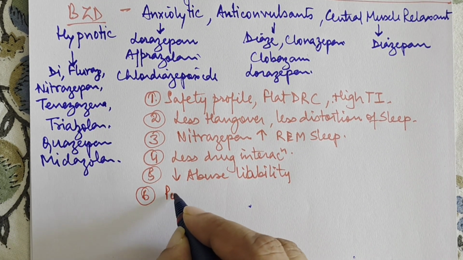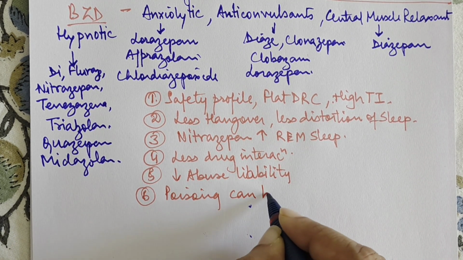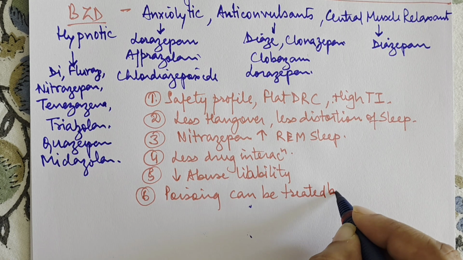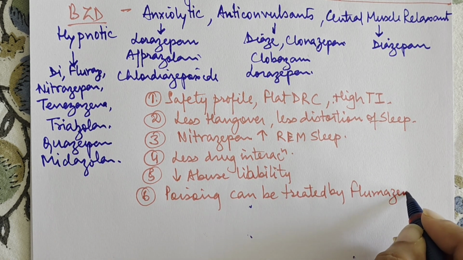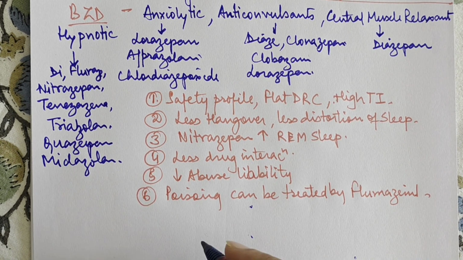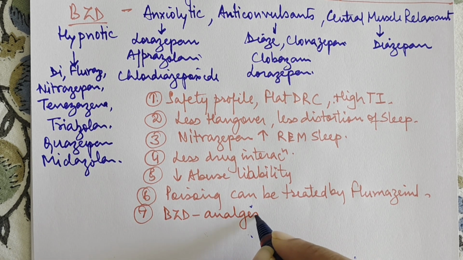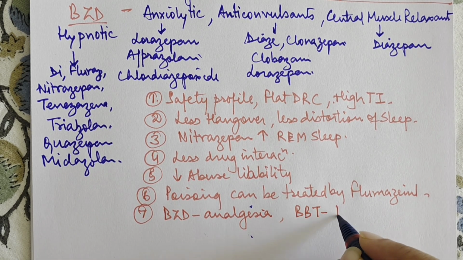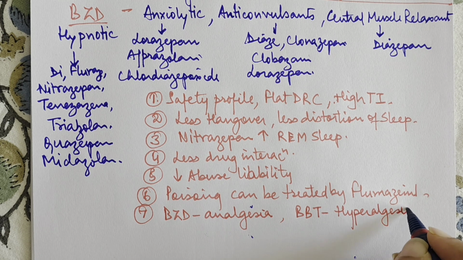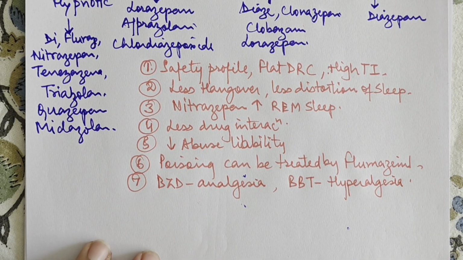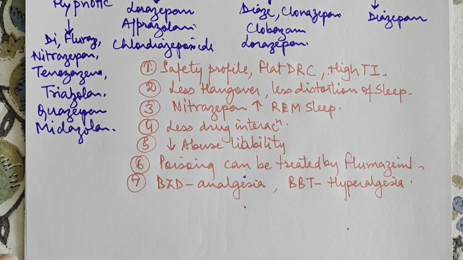Then sixth, poisoning can be treated by flumazenil, that is a specific antidote. So we have a specific antidote, right? And seventh, benzodiazepines cause analgesia, while barbiturates are known to cause hyperalgesia, right? So these are the differences between benzodiazepines and barbiturates, and that is why benzodiazepines are used very commonly.